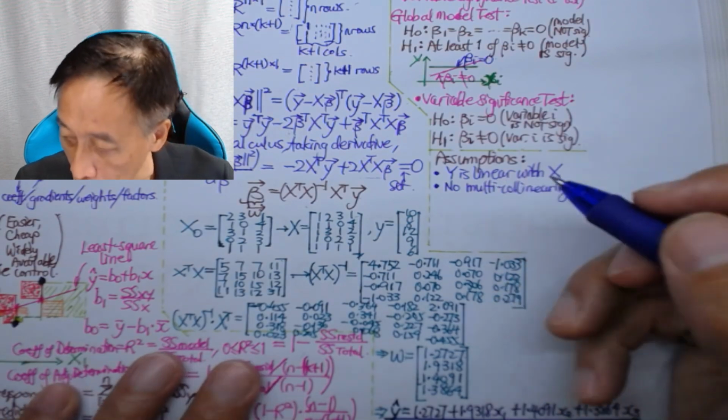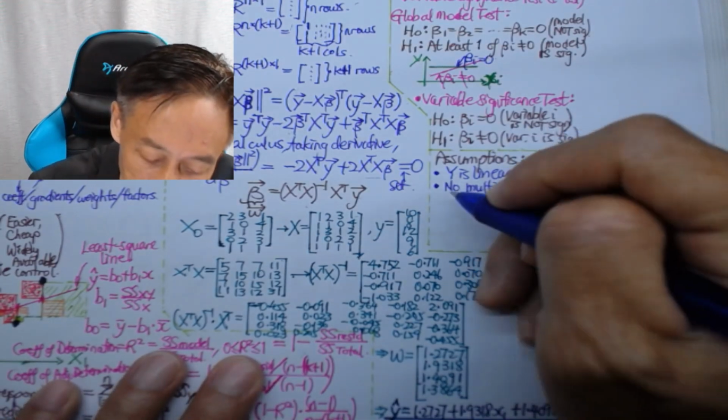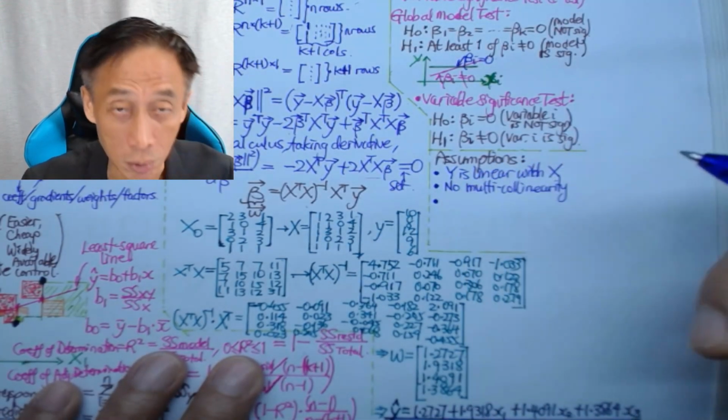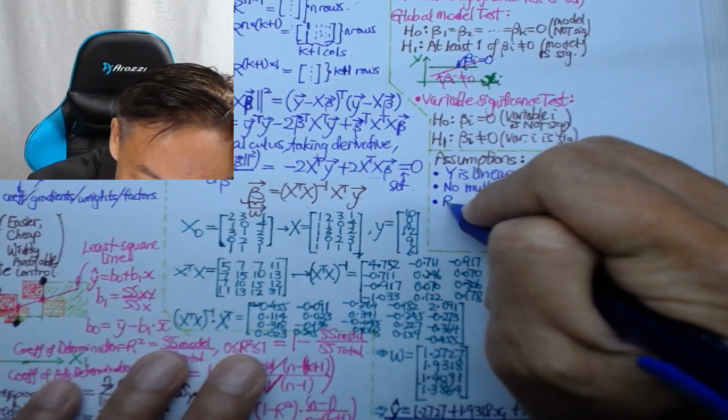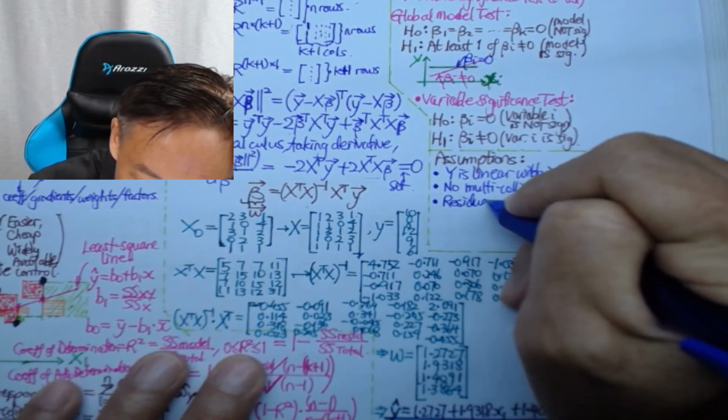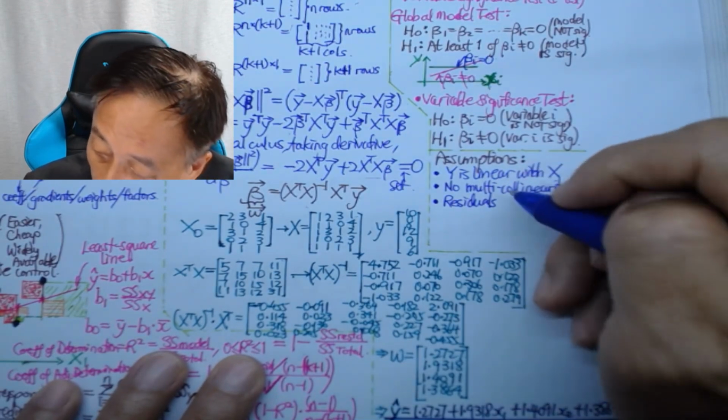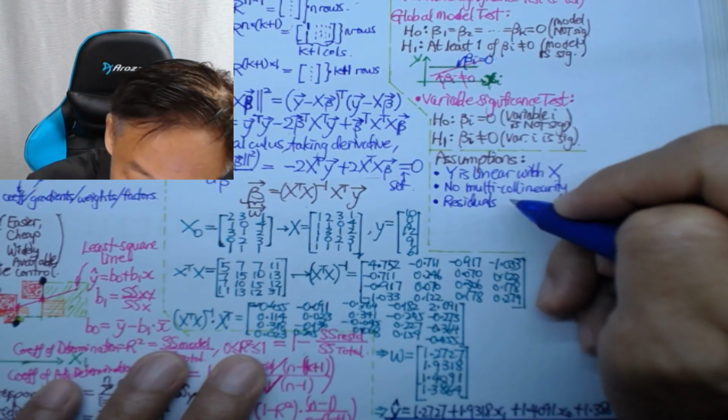That's the assumption. Okay. Next is the residuals. By now you understand what residuals are. The residuals, right? They are the errors.